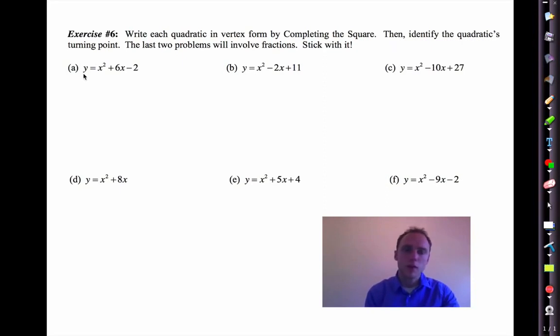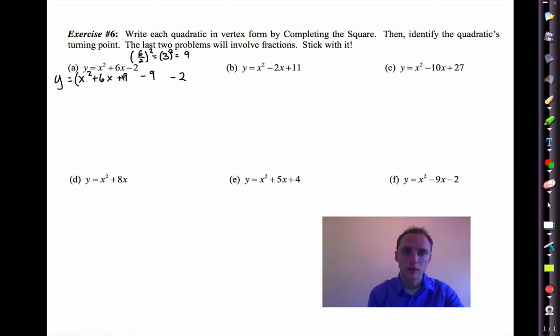All right. Exercise A says, y is equal to x squared plus 6x minus 2. And they just want me to complete the square and find the vertex. So, completing the square, I'm going to say y is equal to x squared plus 6x. I'm going to give myself a little bit of space and write the minus 2. Now I have to find this c term. To find the c term, remember, I'm going to take my b term, divide it by 2, and square it, which will give me 3 squared, or 9. So I'm going to add 9 and subtract 9.